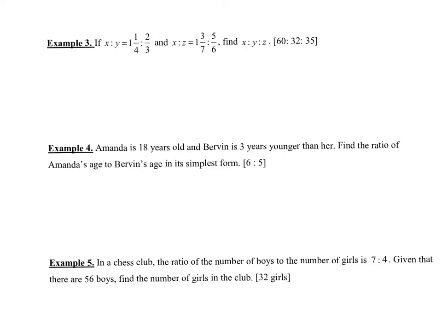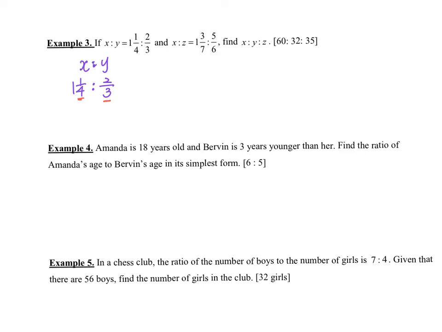Now I'm given x is to y and then x is to z. Oh my god, there's so many numbers. So first of all, x is to y. I will do them one by one. 1 1/4, 2 over 3. What is in the denominator? Denominator 4 and 3. What's the LCM, lowest common multiple of 4 and 3?